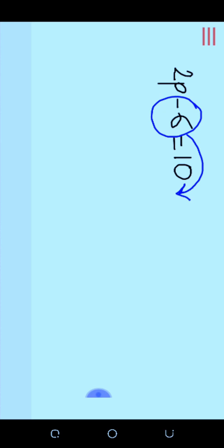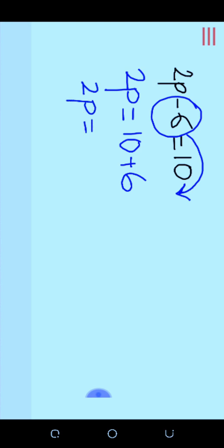Then please remember, the reason why I'm even circling this is for you to take note of the sign. The sign changes. So 2p is left on the left hand side, equals, now 10 is waiting for his family member to come, and then when minus 6 gets to the other side, it becomes plus 6. Now this is 2p equals 10 plus 6. 10 plus 6 will give me 16.